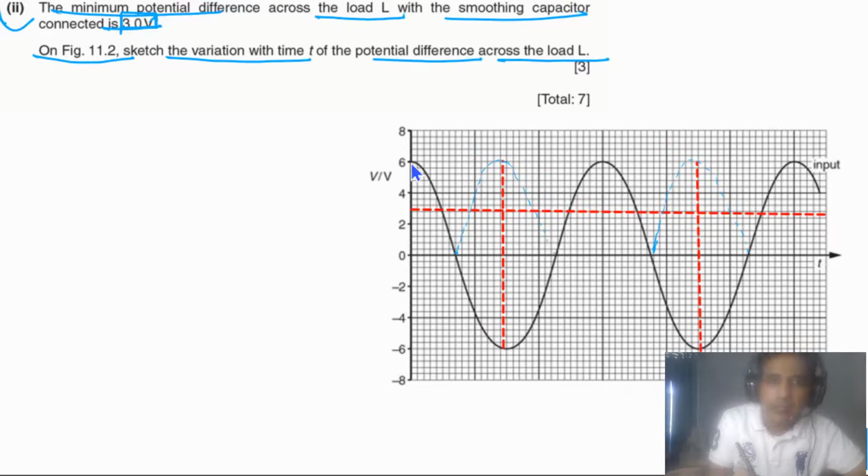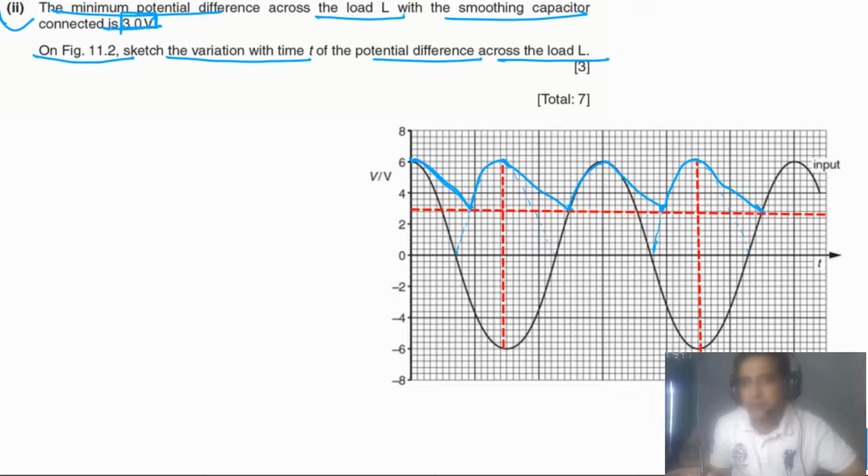So you need to understand here the power supply PD is decreasing, so the capacitor in this case will discharge. The capacitor will discharge up to 3.0 volts, and then from here the capacitor will charge up to this point, and then again the capacitor will discharge here, and at this point the capacitor will charge again, and then again discharge to 3.0 volts, and then charge again, and then discharge to 3.0 volts.